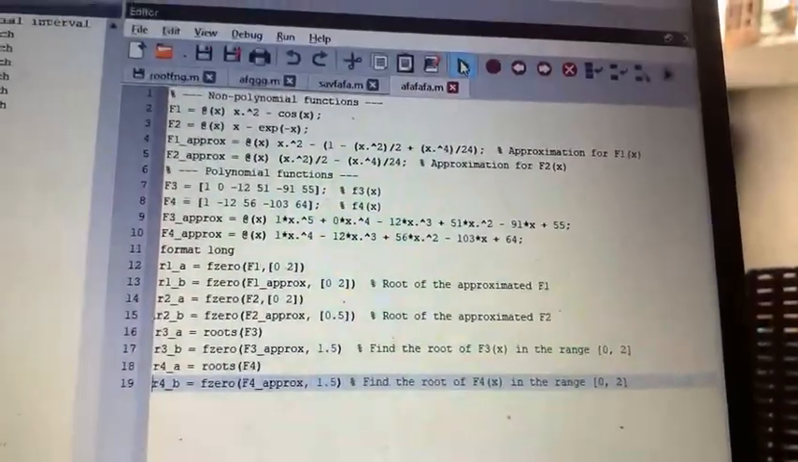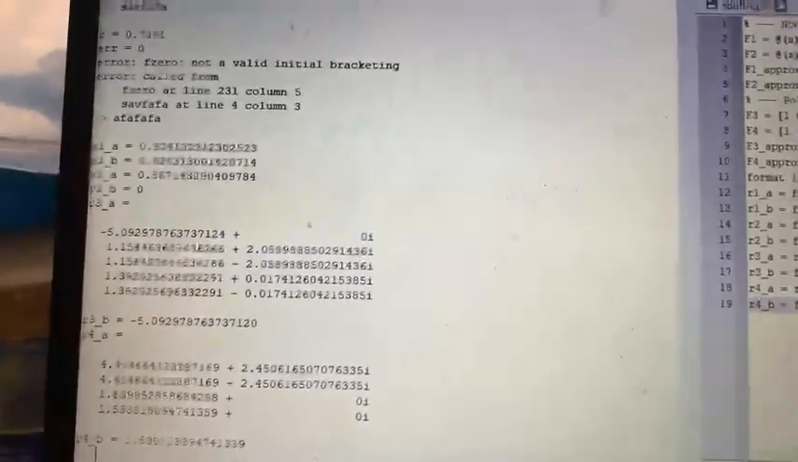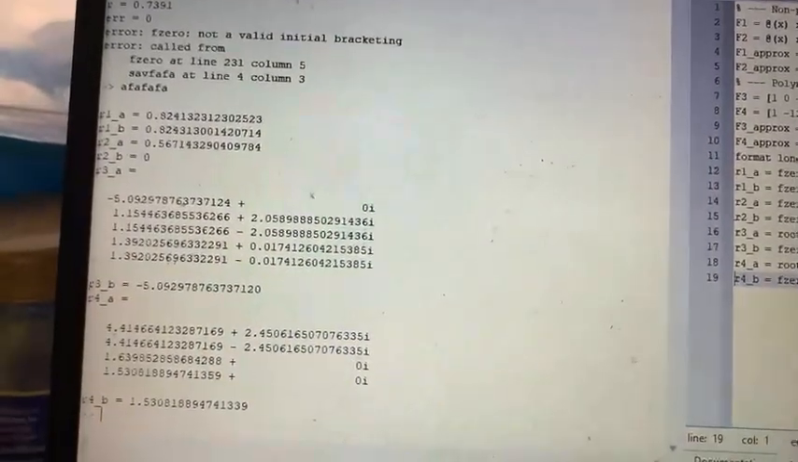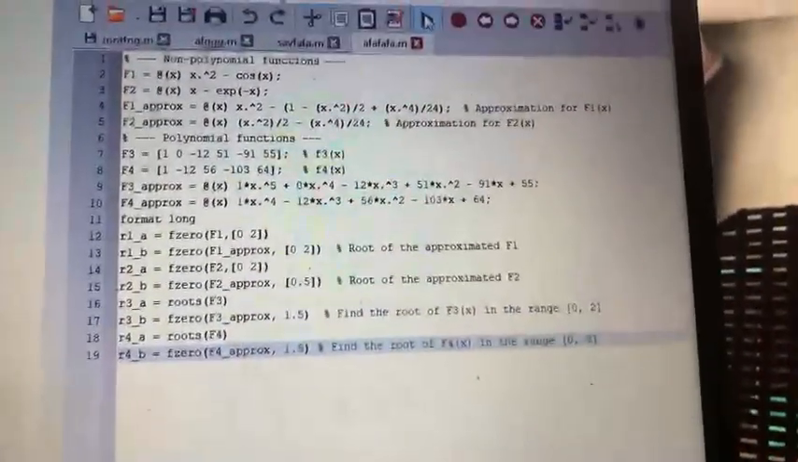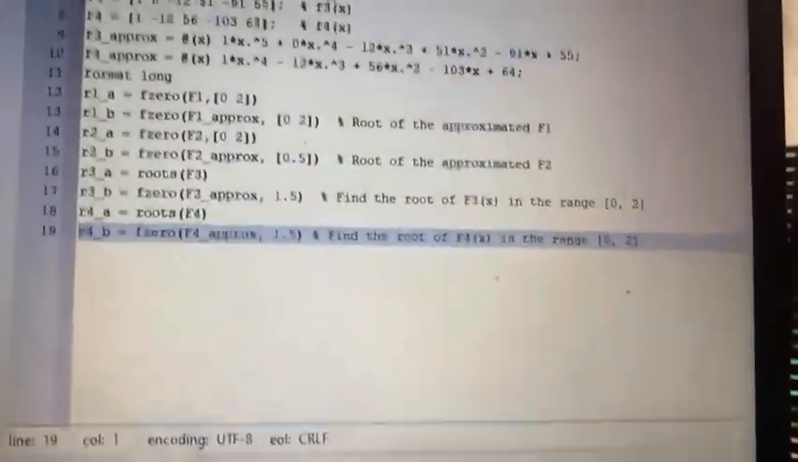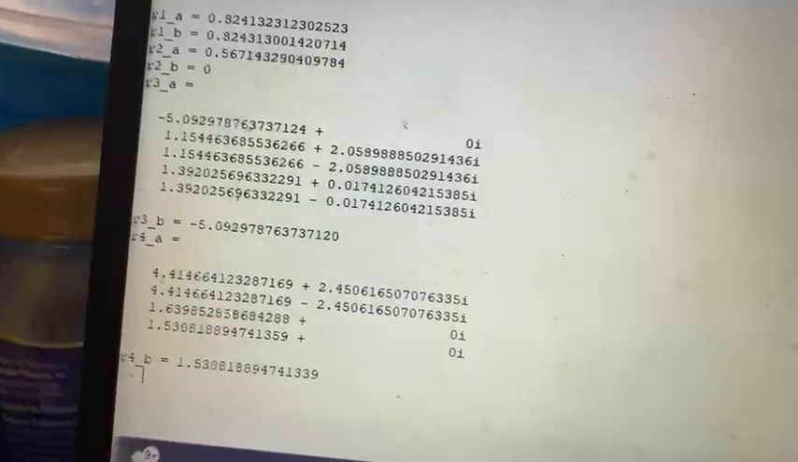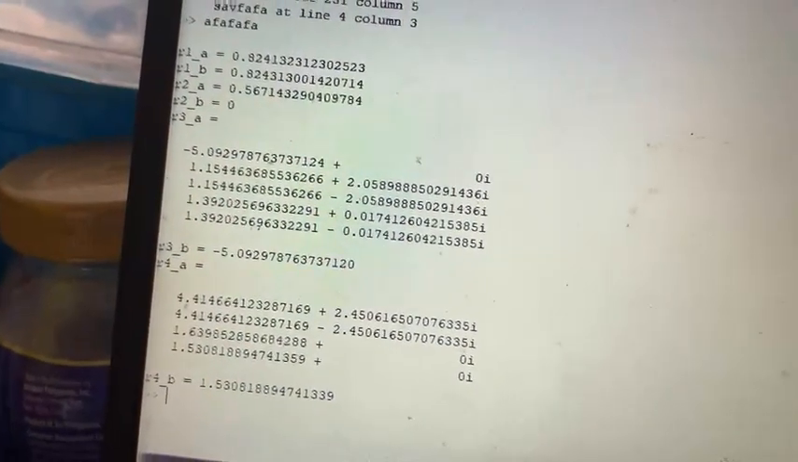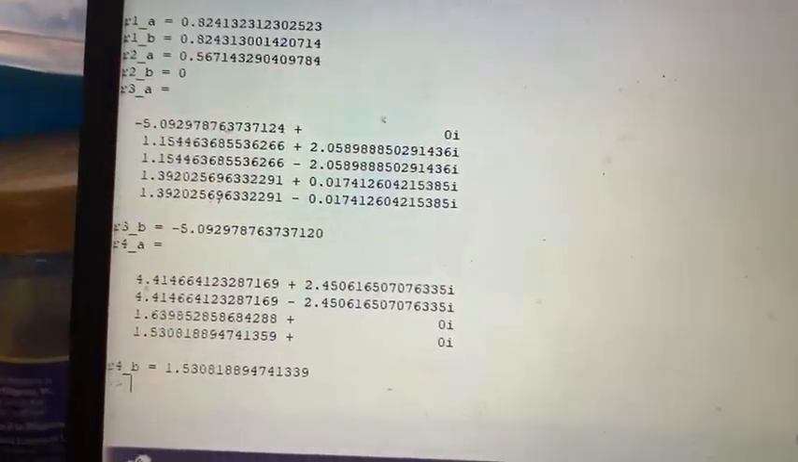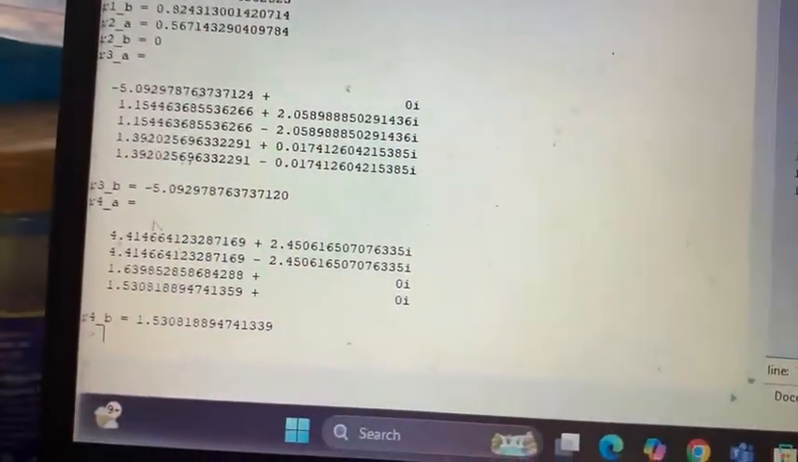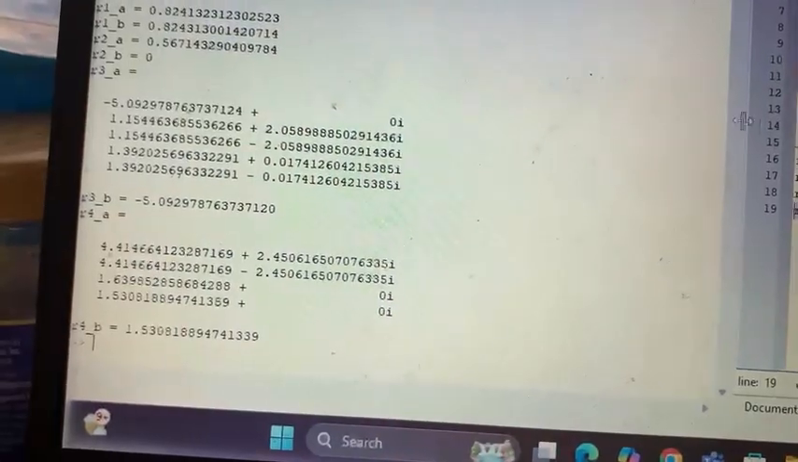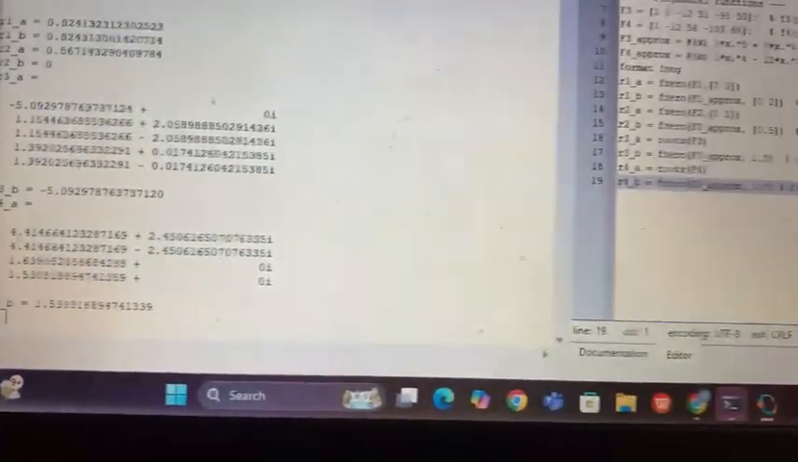When I run it, instead of using the second method, I use the approximation. But in the last examples, I use the two methods, and when I compare R3A to R3B, as you can see, the first method gives all the roots while the second method gives only one root. That's all.